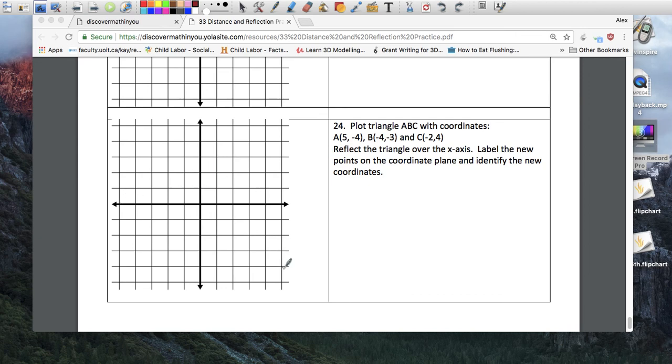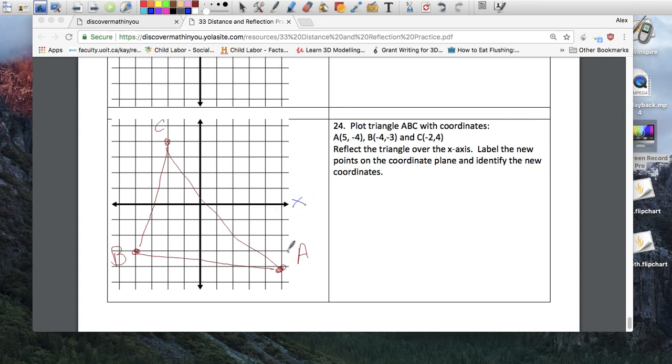5 and negative 4 is here. Here's point A. Point B is negative 4, negative 3. Point C is negative 2 and 4. 1, 2, 3, 4. Here's my triangle ABC. Reflect this, change colors over the x-axis, and again, here's my x-axis.